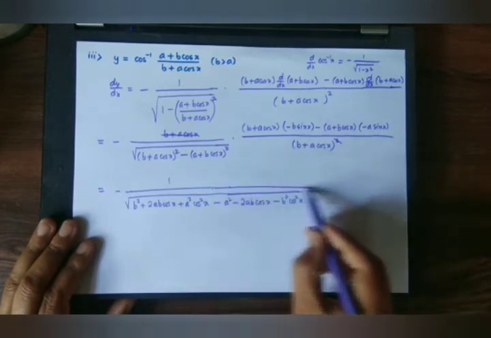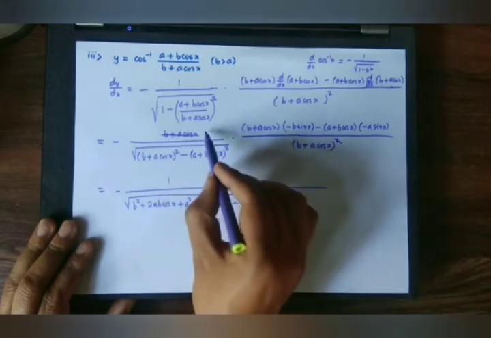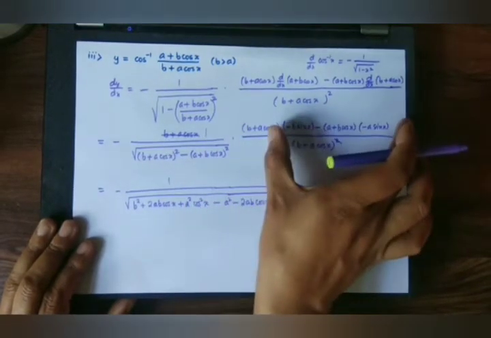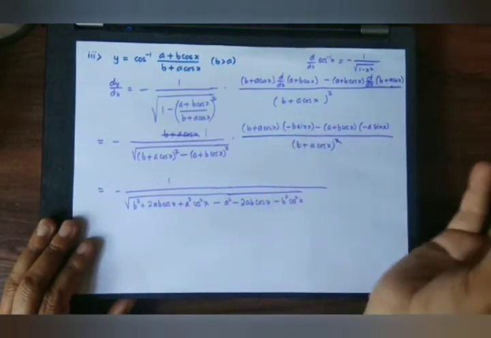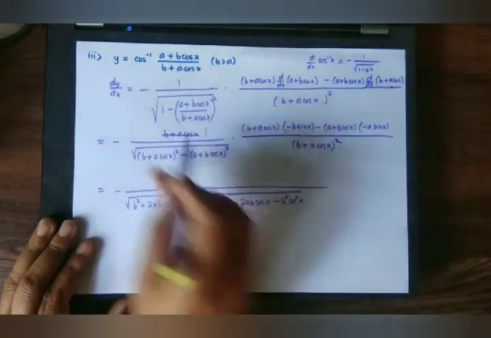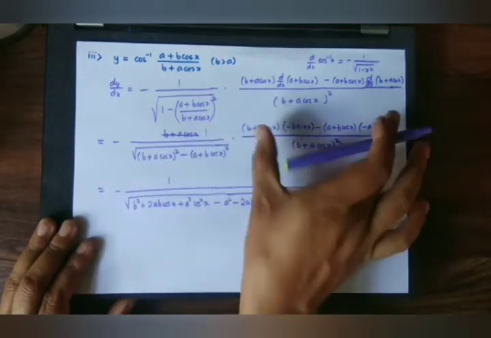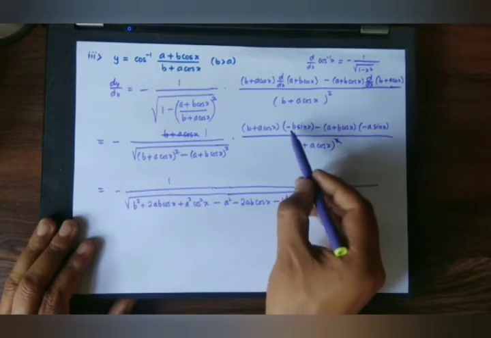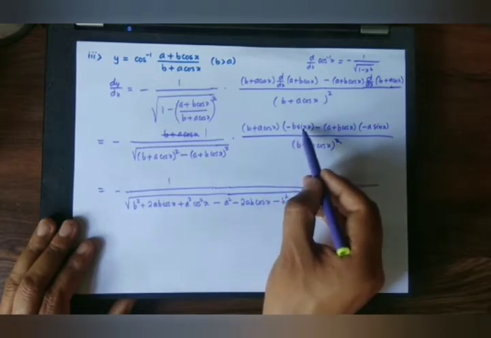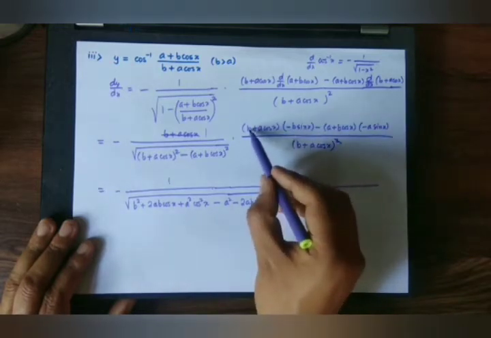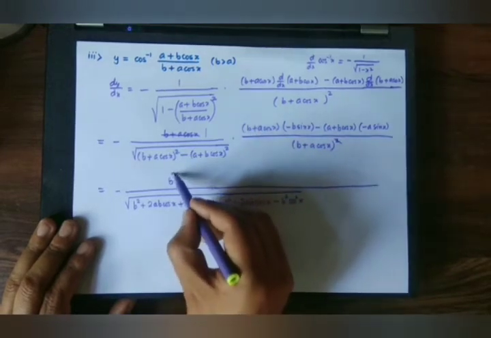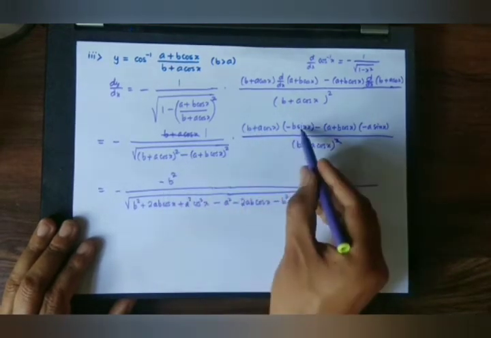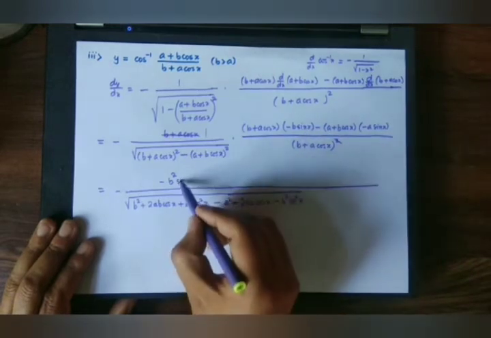Now here we have got 1, so this 1 into this whole thing will remain the same, right? This will be remaining as it is, so that's why I'm multiplying and opening the bracket. So minus b into b becomes minus b square, and we have got sin x as well, so sin x.